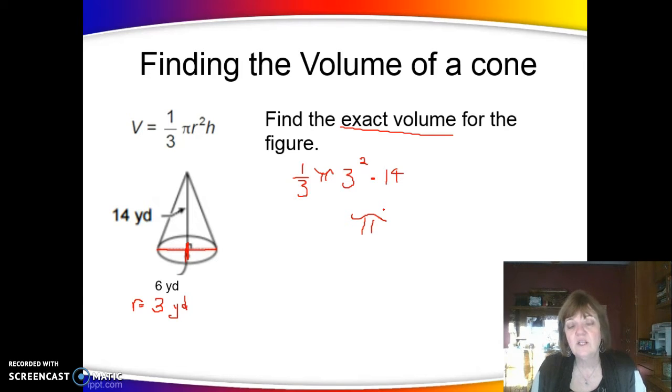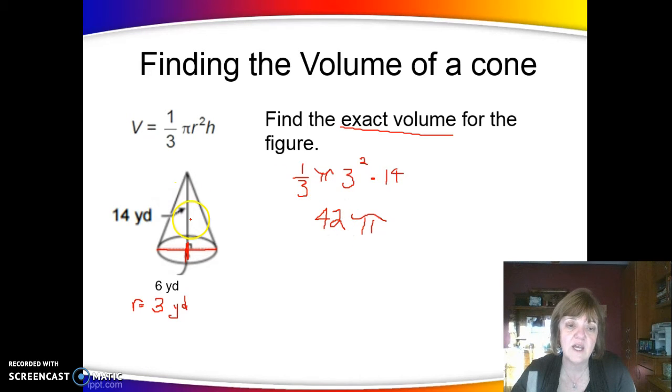You can even do what I like to do instead of using the fraction button on here: I'll do the 3 squared times 14 and then divide by 3. Just a little less typing. So 3 squared times 14. And you can do equals or not. It doesn't matter. I kind of like to do the equals just to see what I get. And then divide by 3. And we get 42. So that one is 42 pi.